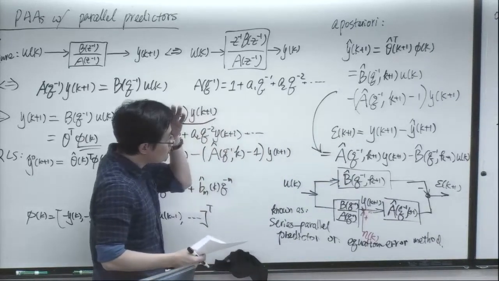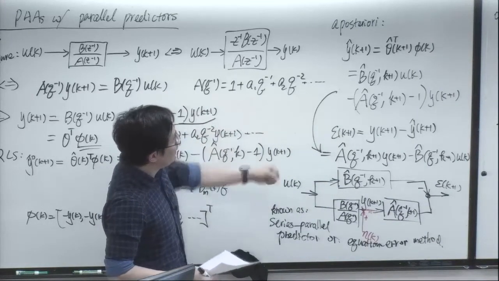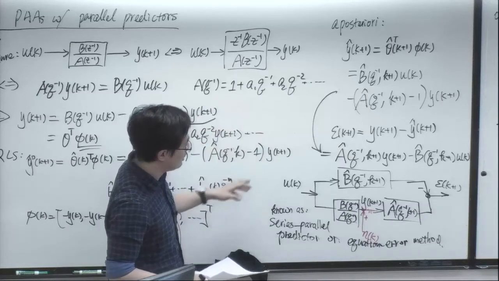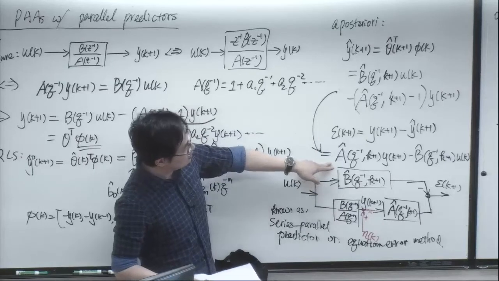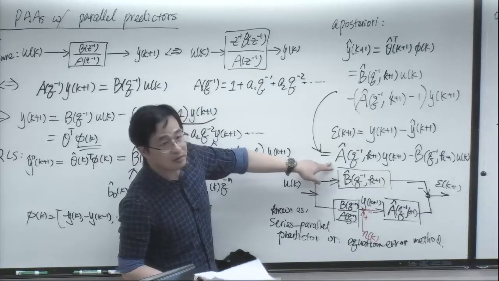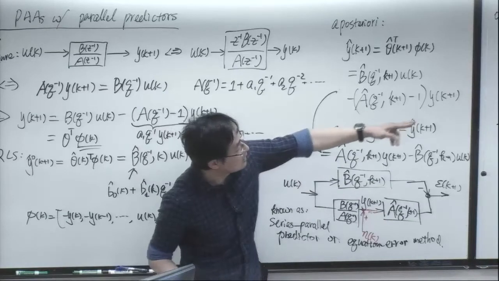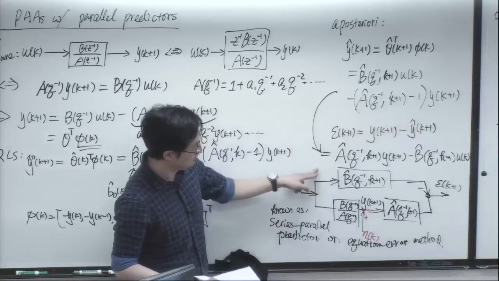Okay? Because the error is written in this way, equation error, without the denominator aspect as different from there.